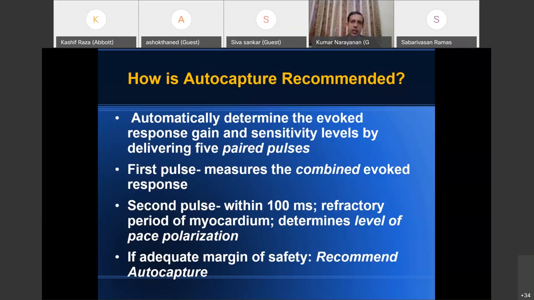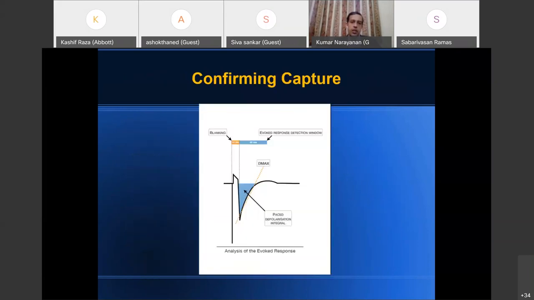So this is as far as recommending auto capture by the device goes. This is again a visual representation of that. As soon as the pacing spike is delivered, just like you have a blanking for the timing cycles, even to detect the evoked response, in order to ignore the initial massive paced voltage, it has a very short blanking period, and then it has an evoked response detection window where it detects the intrinsic myocardial depolarization as a result of pacing. And when it has a sufficient margin of safety, it recommends switching on of the auto capture.